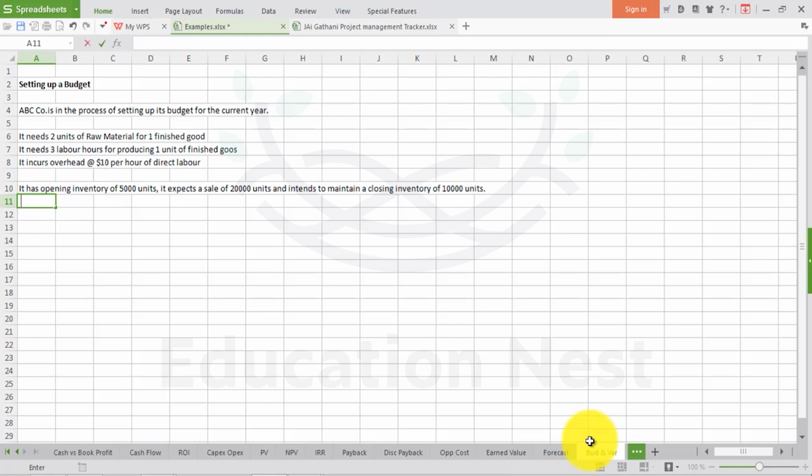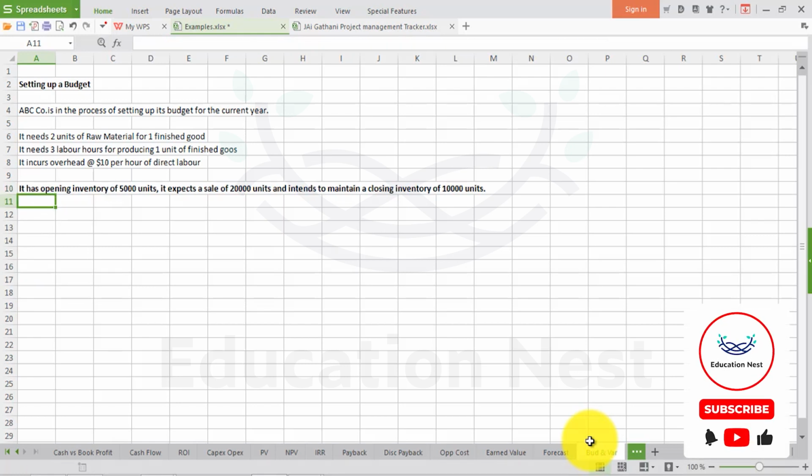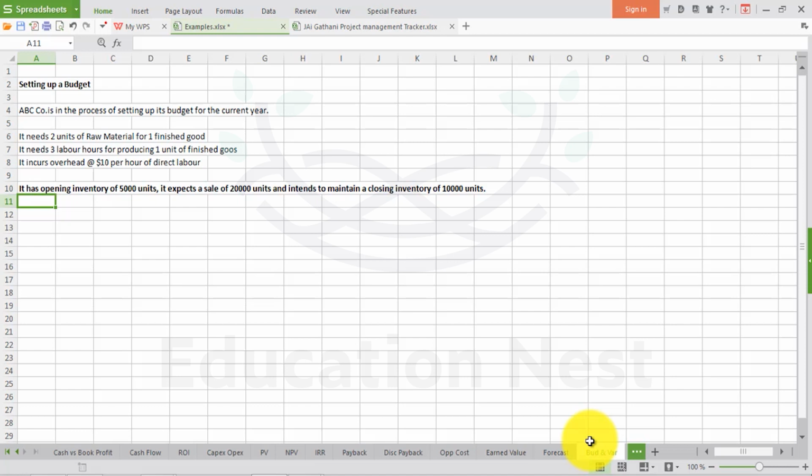Based on this information, first of all, we need to figure out the number of units the entity intends to produce. Based on that, the entire production budget, material budget, and labor budget will be formed.